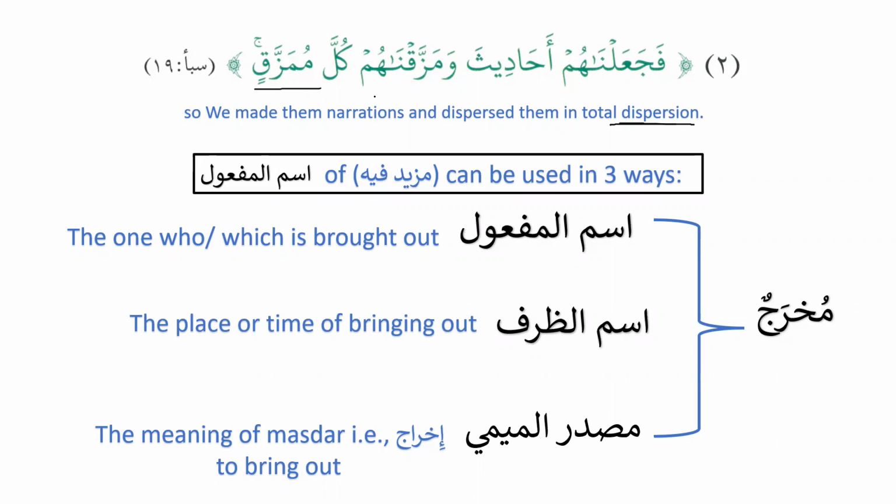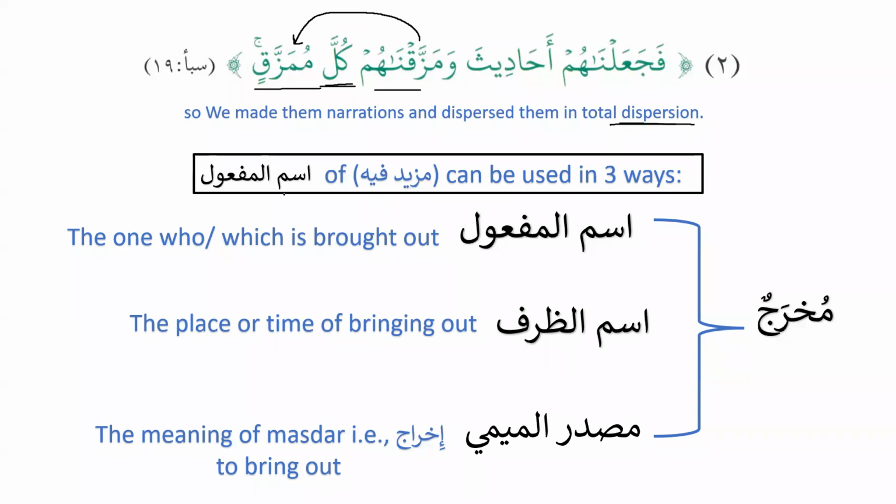For number one, we mentioned in the beginning of the lesson that maf'ul mutlaq, or the absolute object, will always come after the verb that has been mentioned earlier. So mazzaqnahum tamziqan, and similarly it can be mazzaqnahum kulla mumazzaqin, because we can see that here kulla is basically being used as the deputy of the masdar.